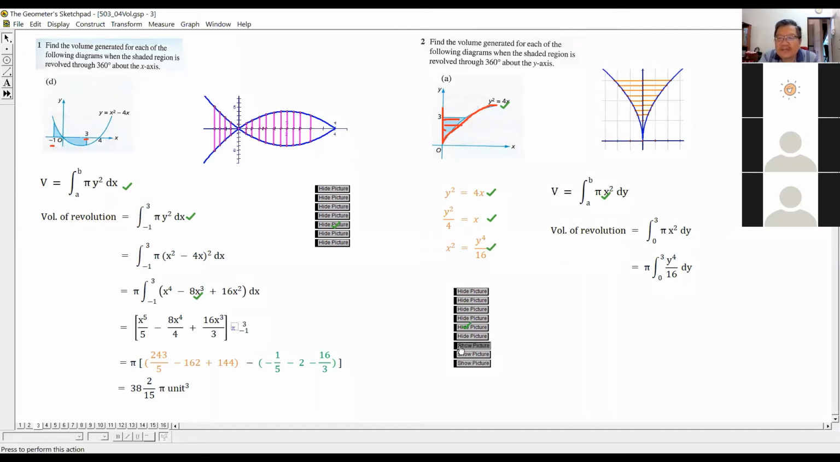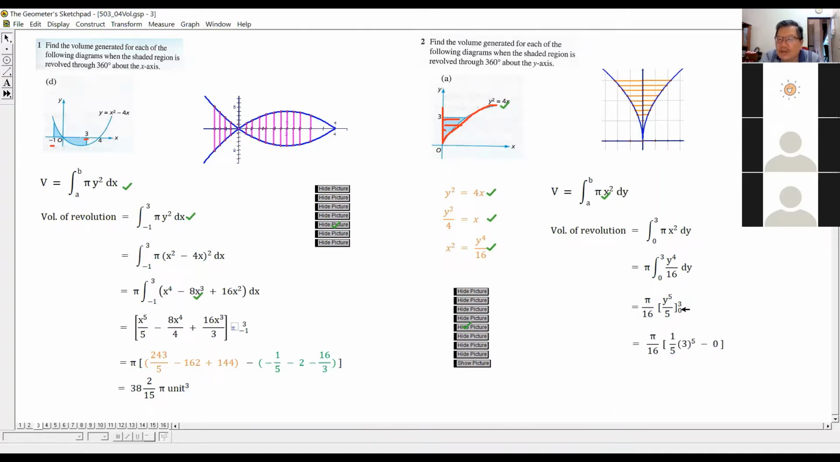So the pi and the 16 are constants. You don't have to integrate them. So I take the pi and put it outside, and the 16 also I put outside. What I need to integrate is y to the power of 4. When you integrate y to the power of 4, it becomes y to the power of 5 divided by 5.